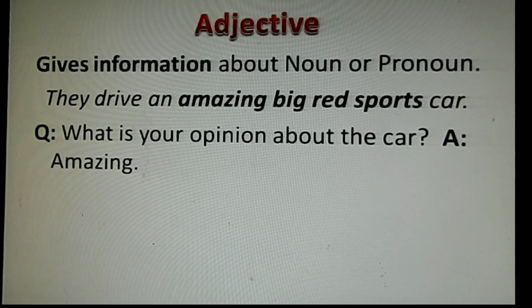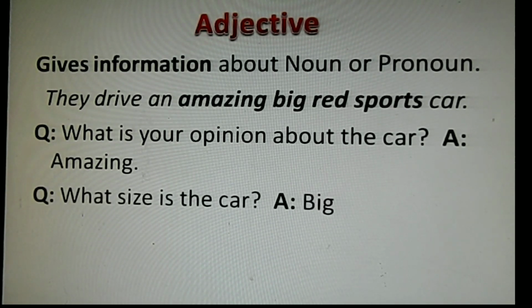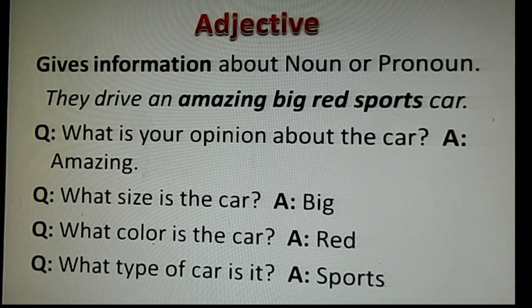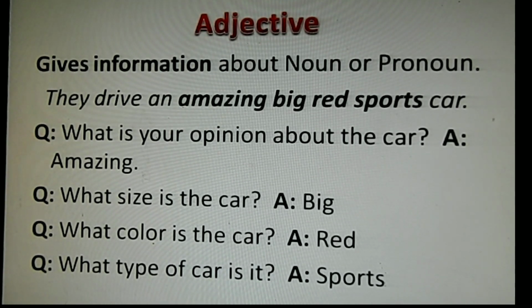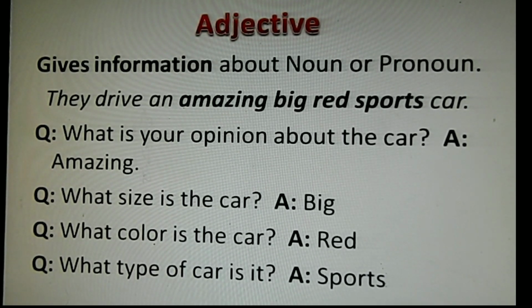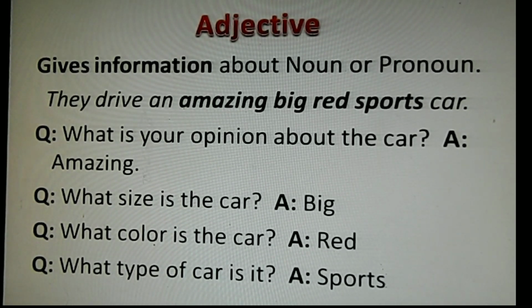That is amazing. Another question can be asked, what size is the car? Big. That is also an adjective. What color is the car? Red. What type of car is it? Sports car. Now there is one more adjective in the sentence. Can you guess? And that adjective is an, an indefinite article.